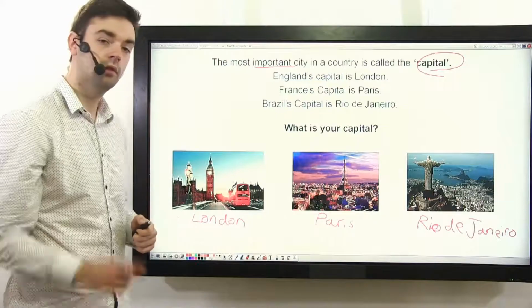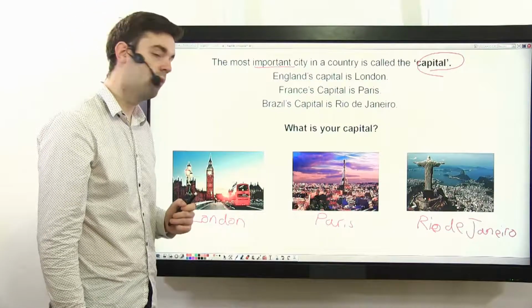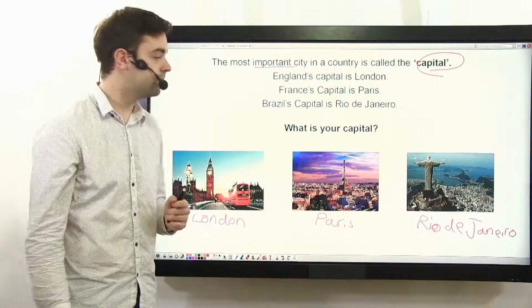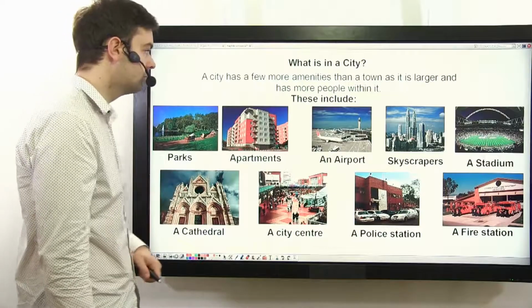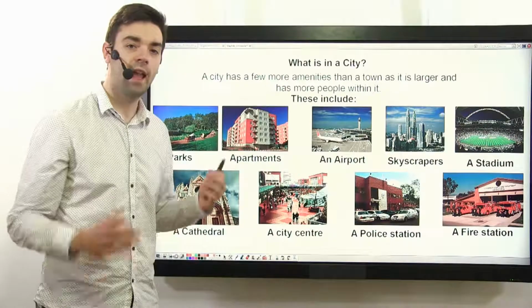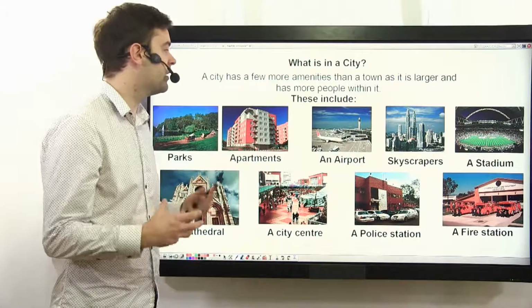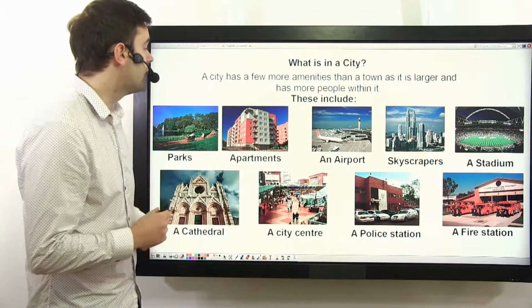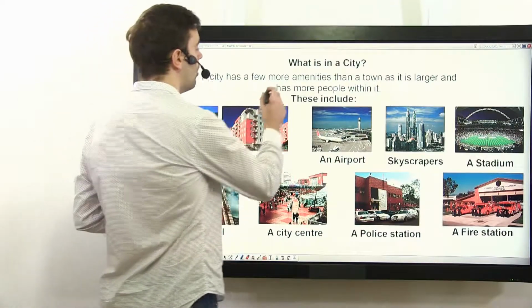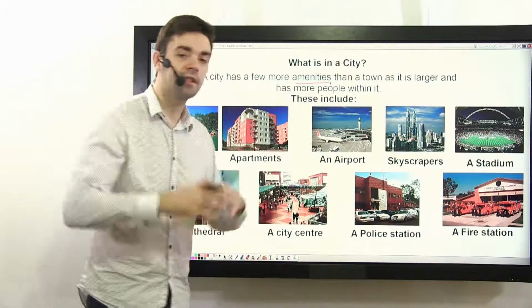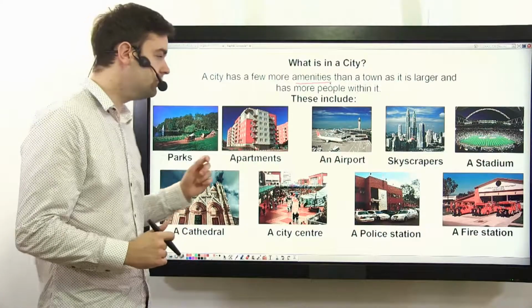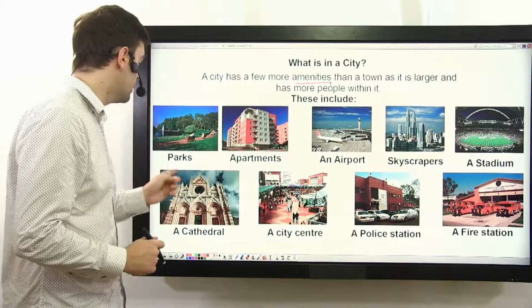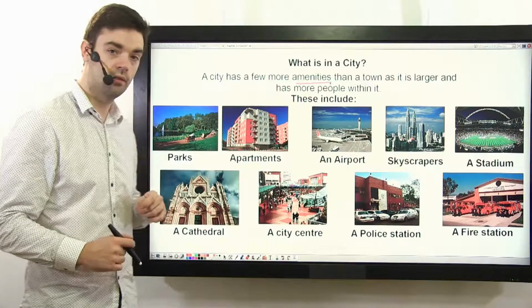What is your capital? So what is in a city? Well, a city has a few more amenities than a town, as it is larger and has more people within it. So, in a city, you might find parks.